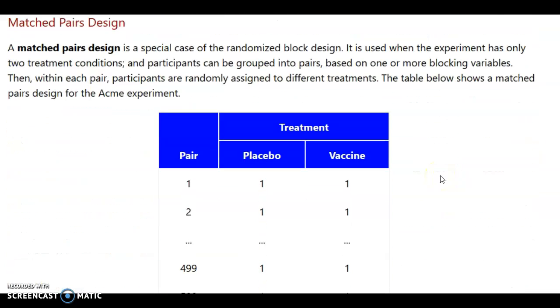Now, matched pairs design is a special case of randomized block design. For instance, you give somebody a treatment and you give someone else a placebo or no treatment, and then halfway through you switch it. That actually will tend to cancel out effects of the lurking variables.